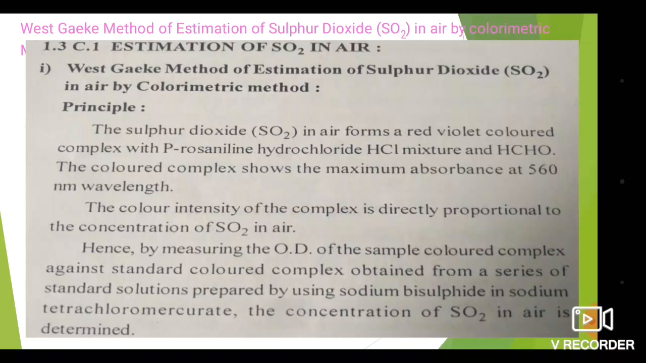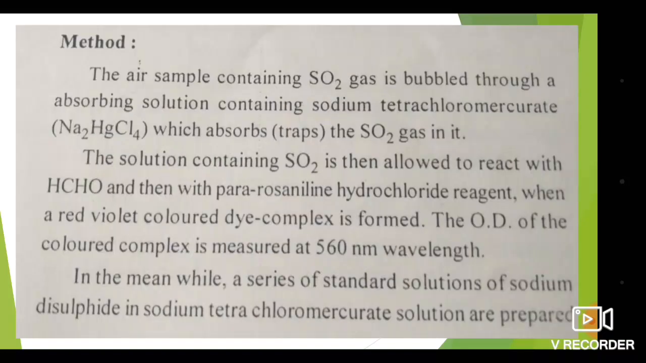So a series of solutions were prepared, and by measuring their optical density, after getting the readings, we can plot a graph, that is the calibration curve, and with the help of the calibration curve we can determine the concentration of SO2 present in a given air sample.